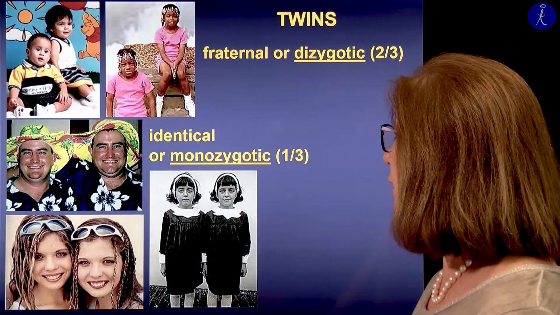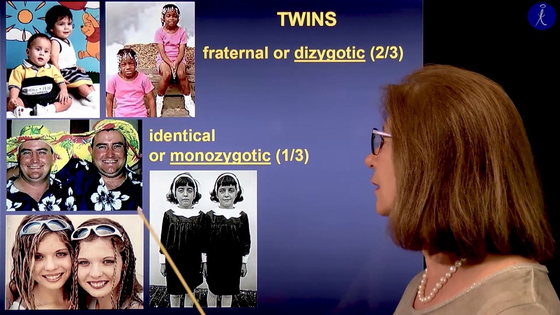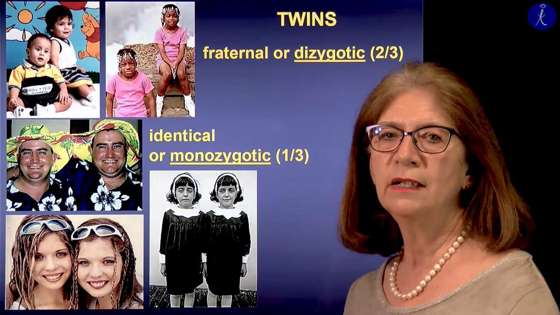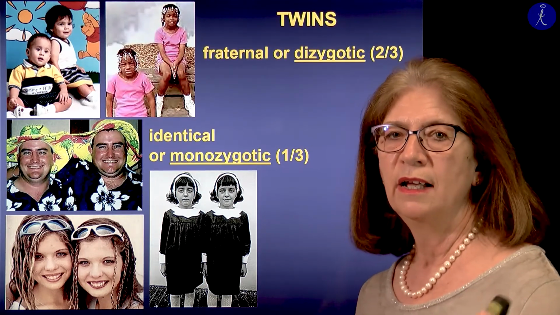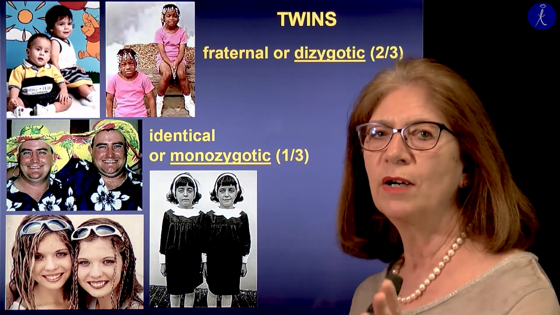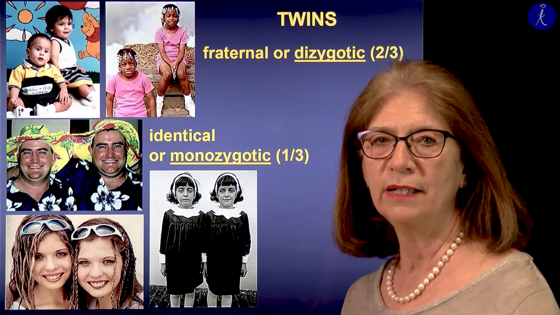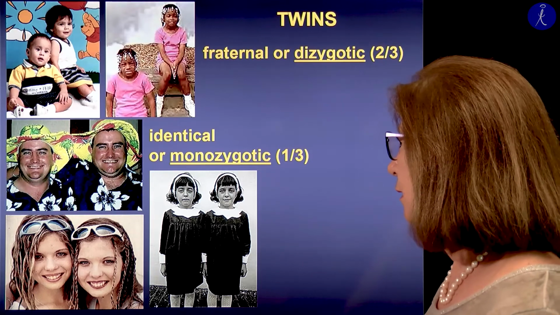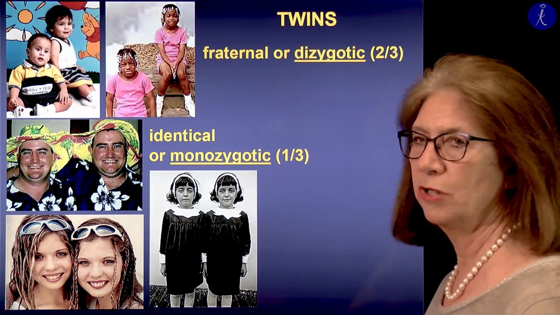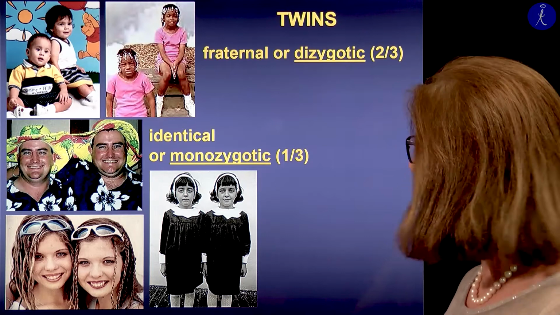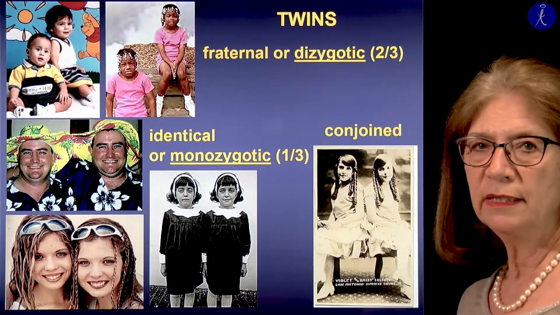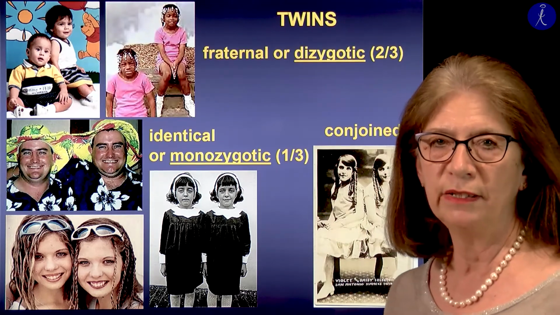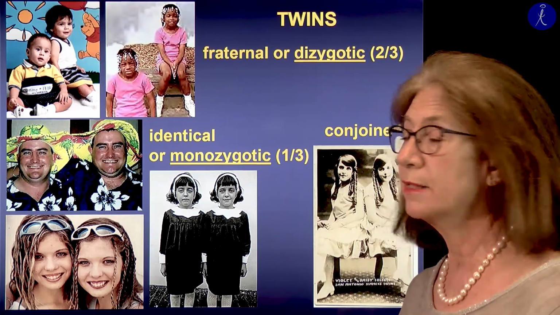1/3 of the twins are identical twins or so-called monozygotic twins. In this case, there was 1 egg cell and 1 sperm cell. And during the further development, at one point, they got divided and you end up with 2 children. This is 1/3 of all twins, and they look very much alike. If this separation is not perfect, then you have the conjoined twins. These conjoined twins, in everyday language, we call them Siamese twins.